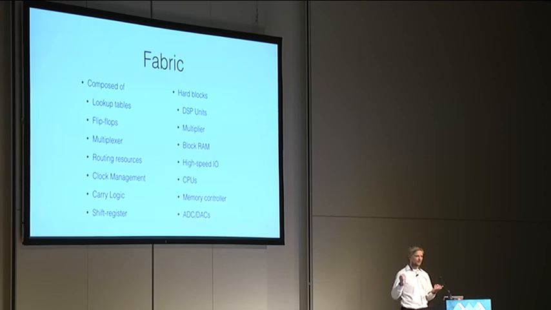And so they decided to put all kind of interesting stuff into what's called hard blocks or hard cores. And one of those is, for example, the DSP unit, which is actually a multiply accumulate. You can use those for all kind of interesting filters and stuff. And then there are multipliers, 18-bit by 18-bit, very popular in width.